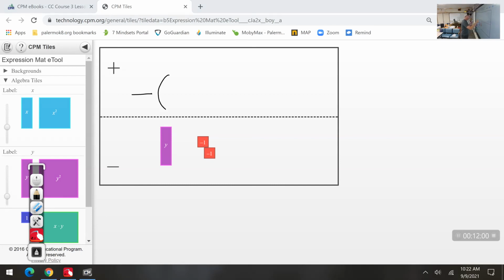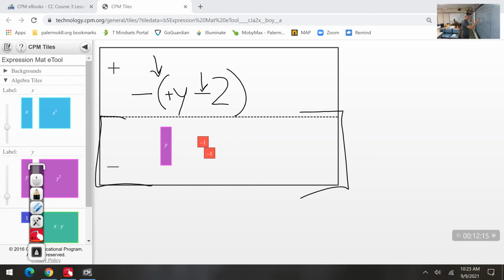This is negative parentheses, positive y, minus 2, close parentheses. The parentheses said region. The y is positive. The minus 2, this minus said this negative. And you have to make that connection, that there are two ways to make minus, to make negative, to make subtraction. The negative region and the negative tiles. I want you to build C and D. I want you to draw C and D. Ready, set, go.